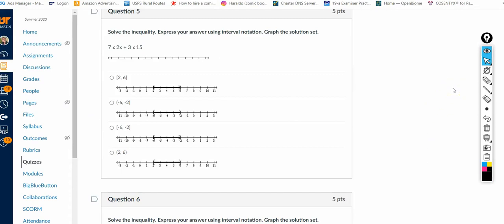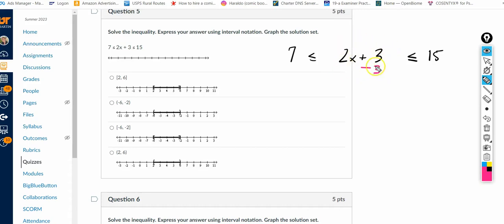Okay. Well, now we have more than one symbol. So when you have more than one symbol like this, the goal needs to be to get x by itself in the middle. So how am I going to get x by itself in the middle? Well, the first thing I'm going to do is to subtract 3.